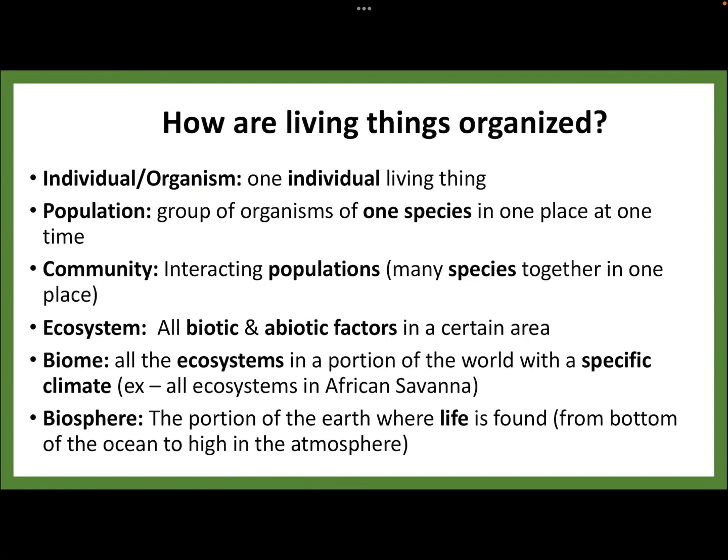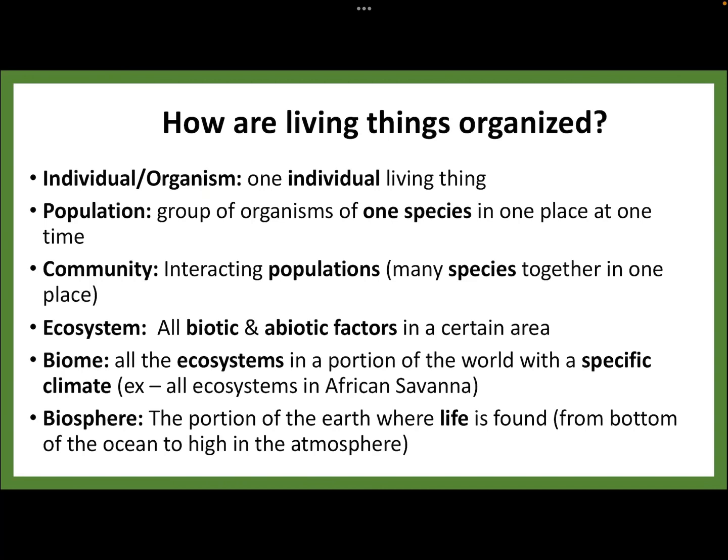And that is where the levels in ecology pick up. They pick up with the organism or the individual. Then we talk about populations. Populations are groups of one species of organisms in one place at one time. So this would be all of the deer living in New Kensington at one time.